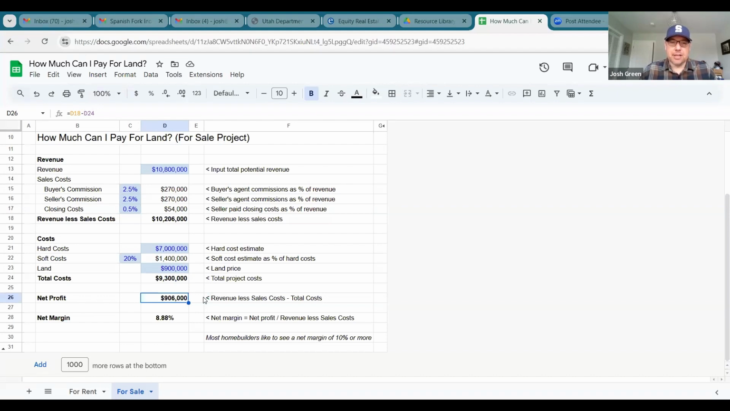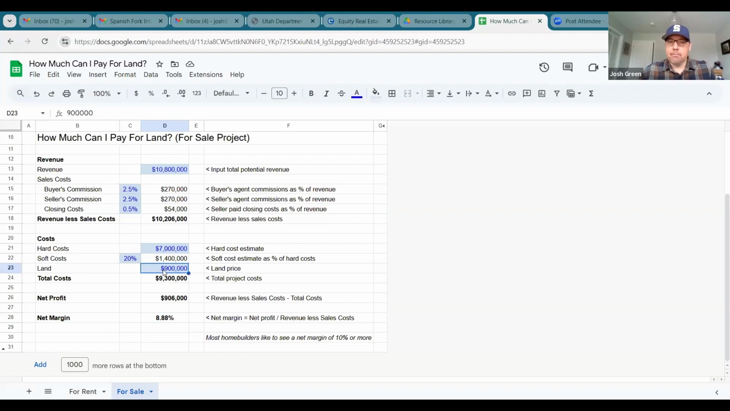And typically a home builder would like to see that net margin, which is this profit, $900,000 divided by the net revenue, right? That's a percentage of 10 plus, kind of a general rule of thumb. So, if you really need to be at that 10%, and you feel good about all your other assumptions, the only other variable left is the land, right? So this is where we get to how much I can pay for this property, for the land, to make this deal work.